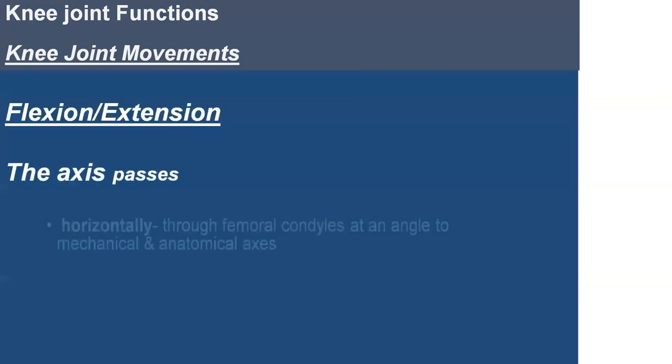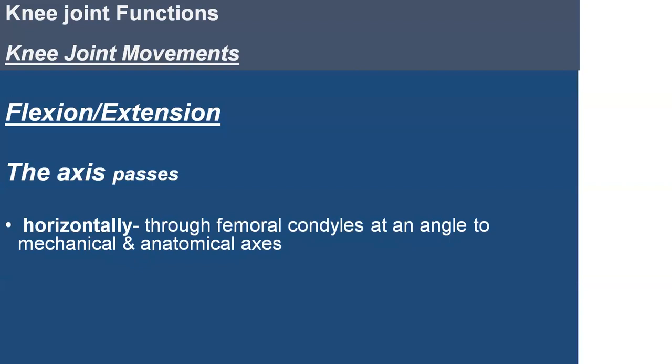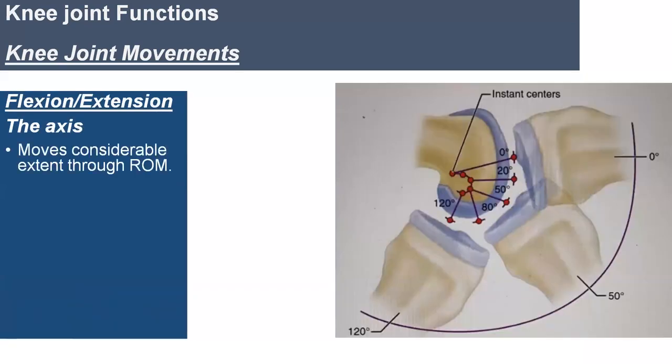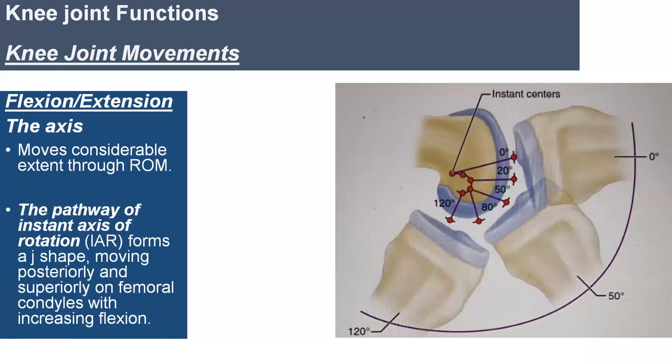So for flexion and extension, the axis passes horizontally through the femoral condyles at an angle to the mechanical and anatomical axis. Obliquely, it causes the tibia to move from a position slightly lateral to the femur in full extension to a position medial to the femur in full flexion. The axis moves to a considerable extent through the range of motion, and the pathway, if you see, forms a J shape, moving posteriorly and superiorly on the femoral condyle with increasing flexion.